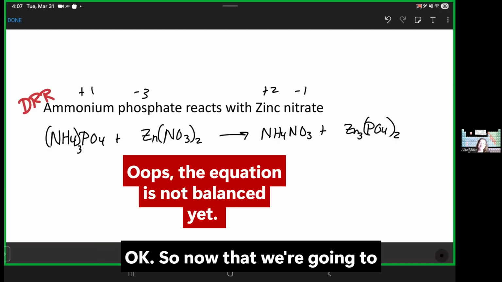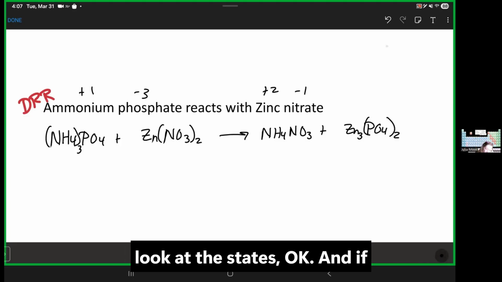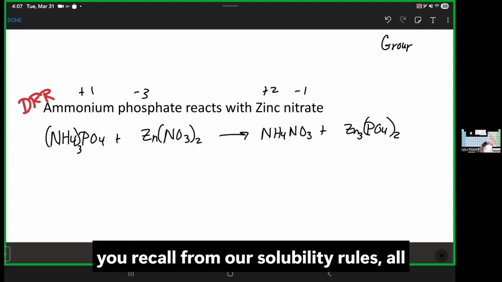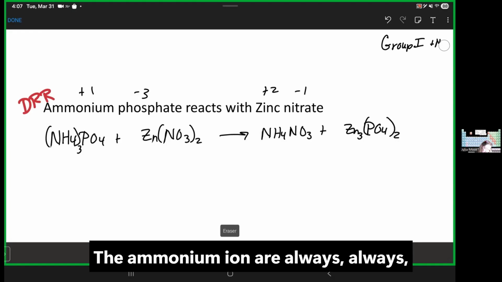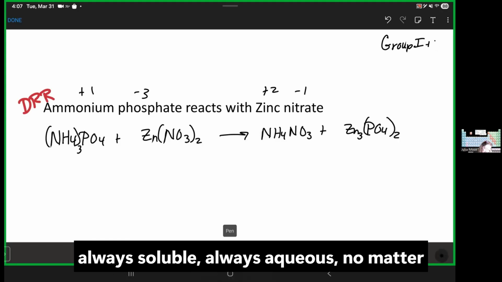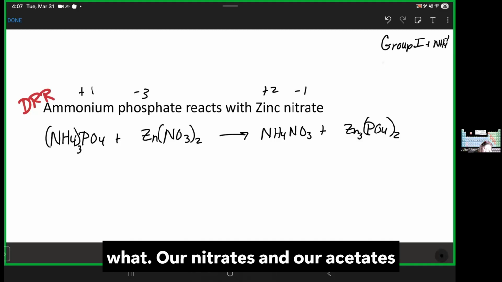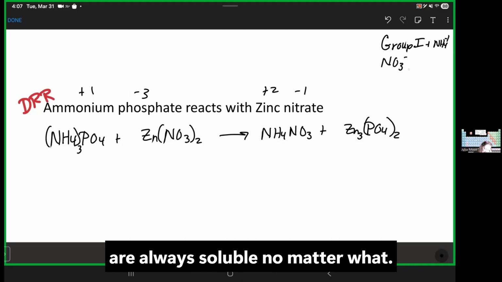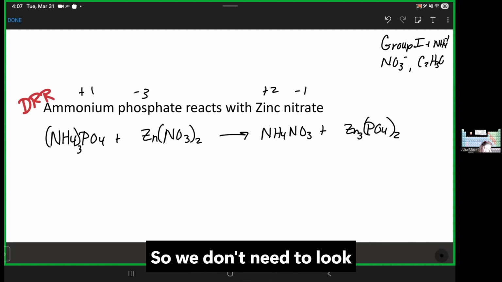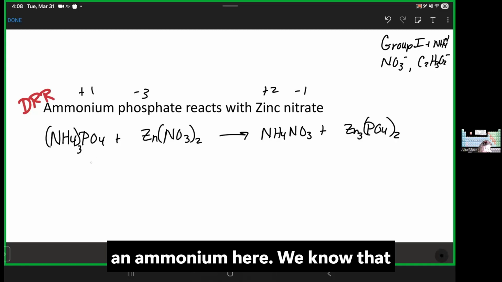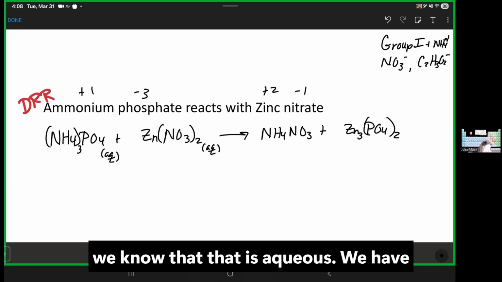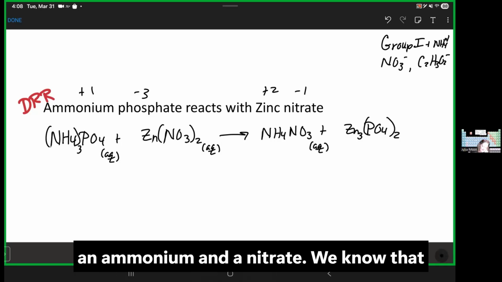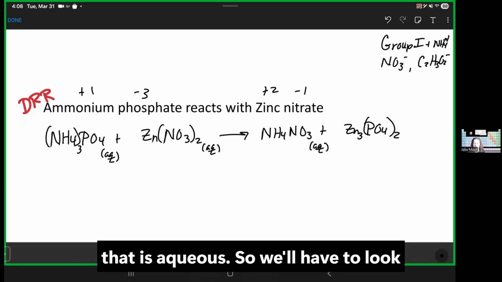Okay, so now we're going to look at the states. If you recall from our solubility rules, all group 1 and ammoniums, the ammonium ion, are always, always, always soluble, always aqueous, no matter what. Our nitrates and our acetates are always soluble, no matter what. So we don't need to look those up. So we have an ammonium here. We know that that is aqueous. We have a nitrate. We know that that is aqueous. We have an ammonium and a nitrate. We know that that is aqueous. So we'll have to look up that zinc phosphate.